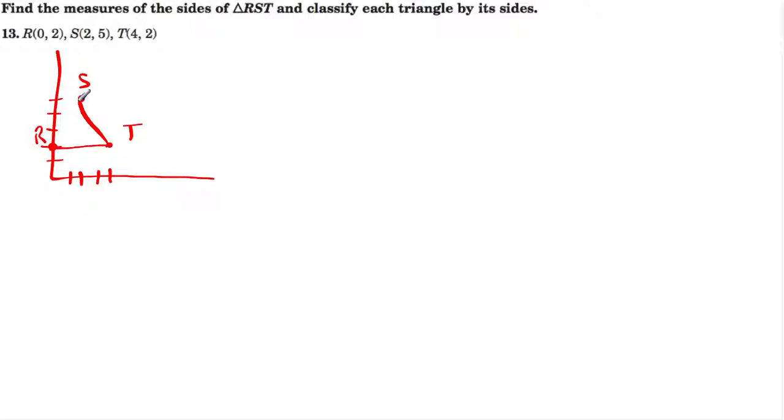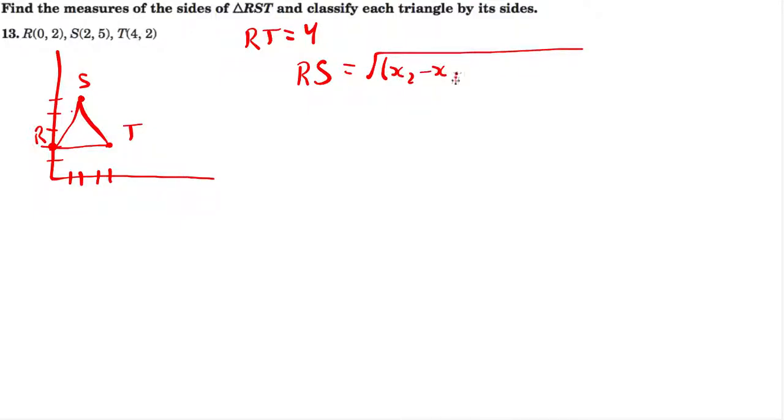Well, the point is, we have this, so we can actually calculate RT because it's just a horizontal line. From RT, that's just the distance of 4. 1, 2, 3, 4. So RT is equal to 4. But what about RS and ST? Yep, distance formula. We need to use the distance formula in order to get the proper distance.